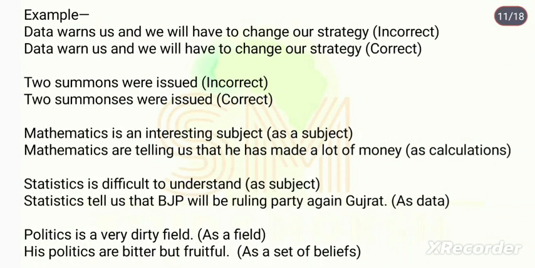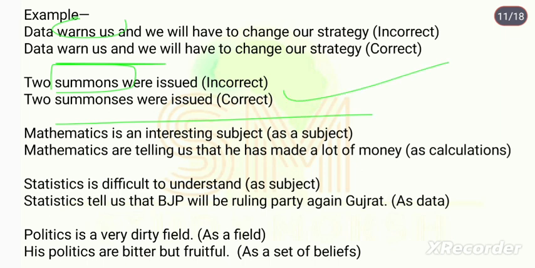Next, like example we can see here, "data wants us". Mistake यहीं पे होगी, wants, because it's not a singular word, it's a plural. So "data wants" की जगह क्या है? "Data want us." Next, "2 summons were issued." Summons is singular, so "2 summonses were issued" is correct.